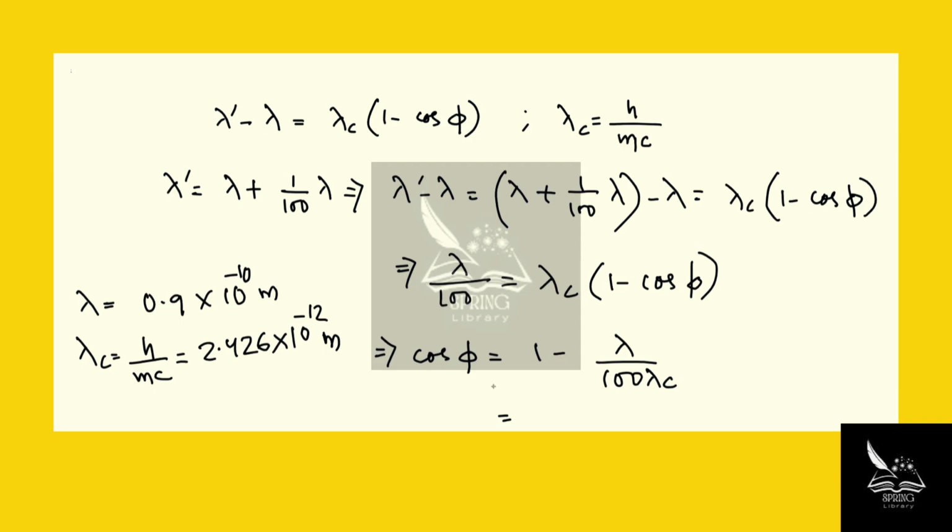This will give me the value for cos phi, and that comes out to be 0.629. So from here we can say that phi will be equal to cosine inverse of this value, and that comes out to be 51.0187 degrees. So that's the scattering angle.